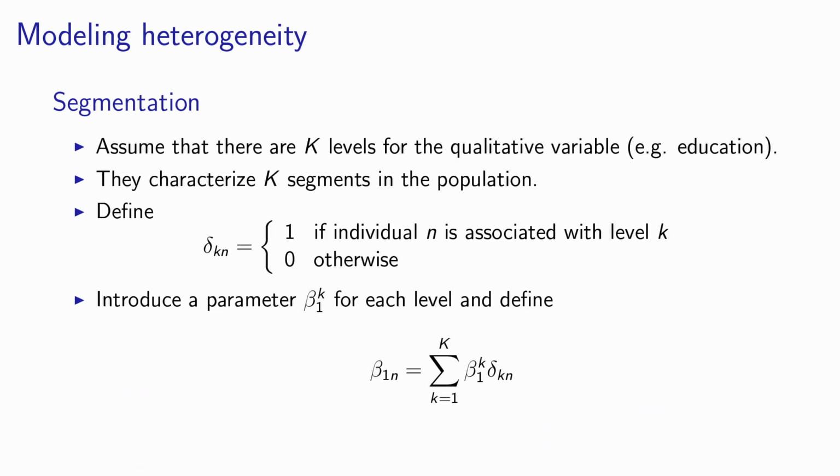This is called segmentation. So we assume that there are k levels for the qualitative variable. So let's say education, we have like 3 levels of education, and each level is associated with a segment in the population.